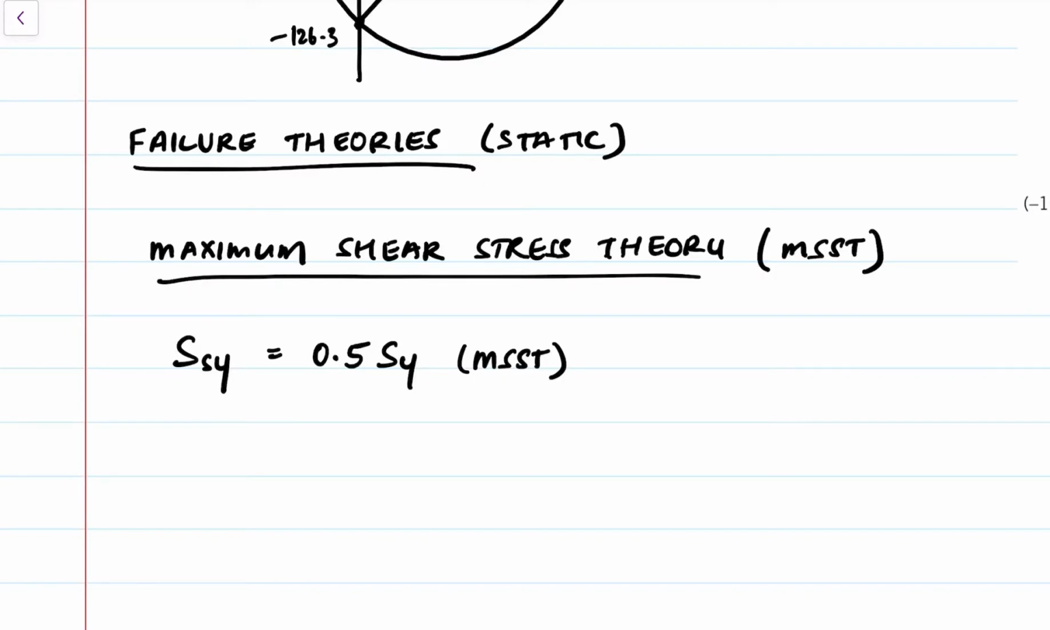It is a conservative estimate, right? Usually we say that the shear yield strength is 0.57 or 0.58 in some books, but for the maximum shear stress theory, which is a conservative theory, when I say conservative, I mean MSST is going to predict failure much earlier than experimental data would show. So that's by reducing the shear strength.